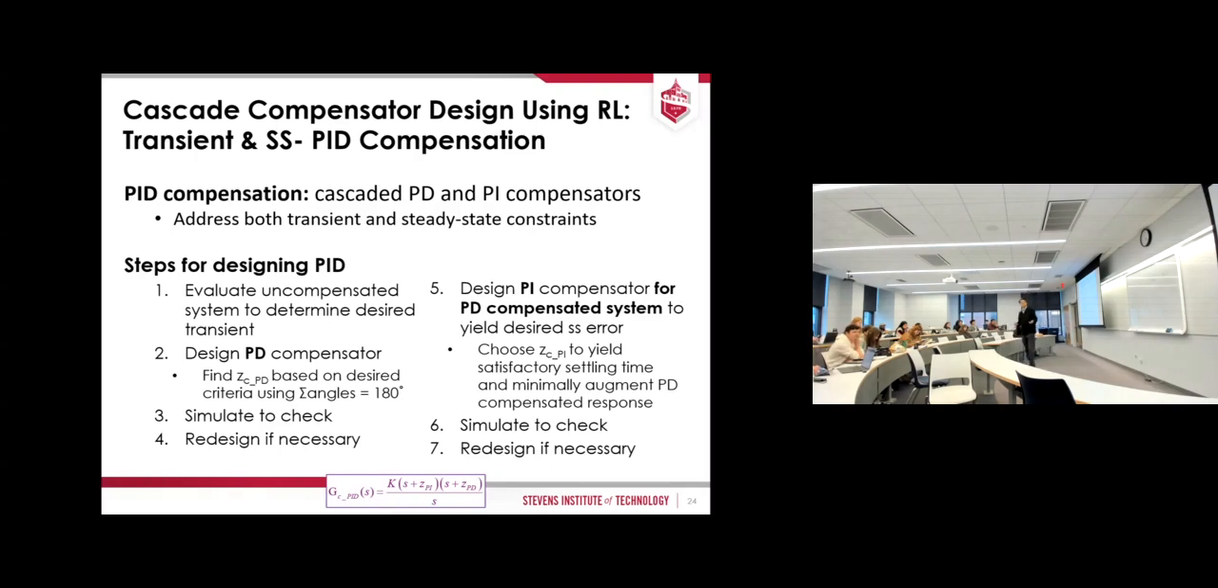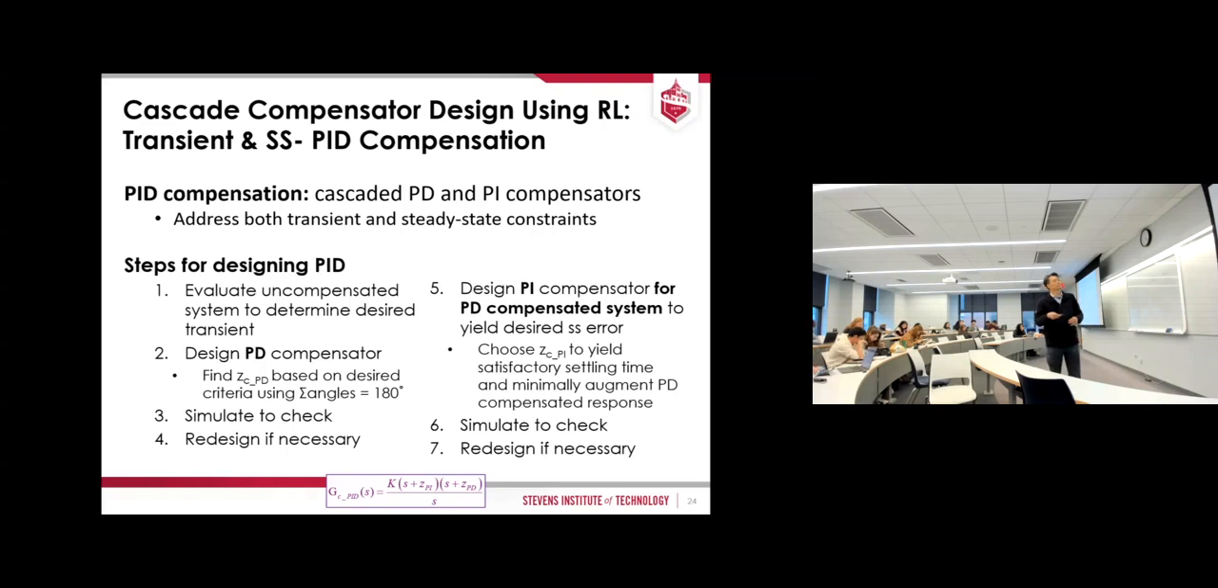Exactly the same. So evaluate the uncompensated system for the design point and design the PD controller, then find the Z location based on the angle criteria. Exactly the same. Okay, you did that. You have this steady state error, and you now want to eliminate the steady state error without touching the transient response, which is already satisfied. You don't want to touch it. Then you add another controller after this PD, then you perform the PI.